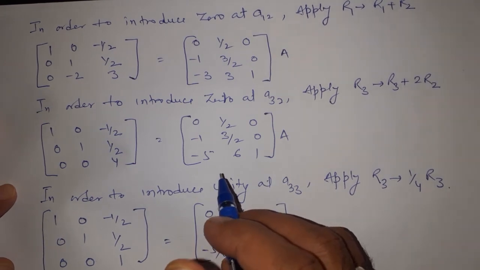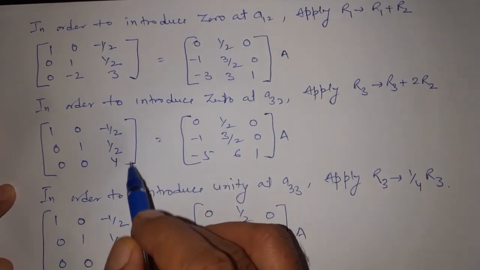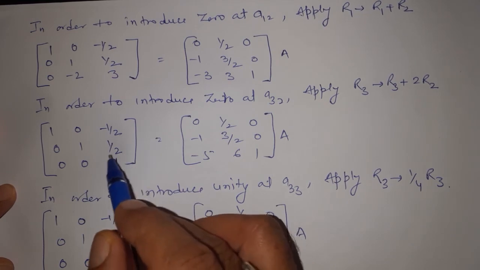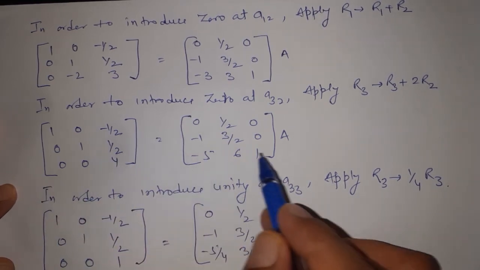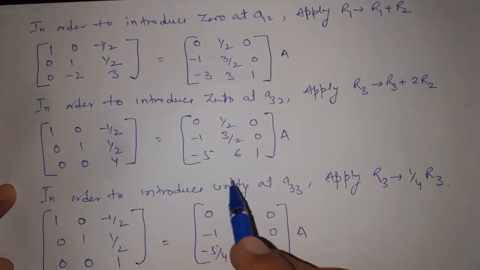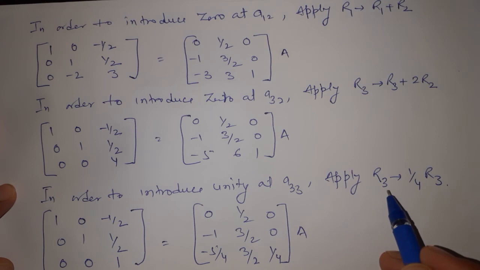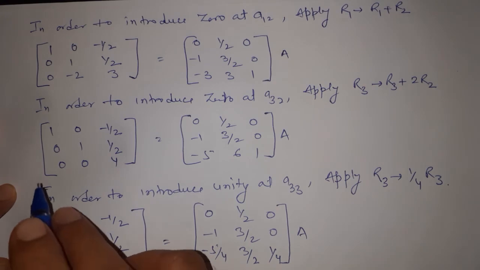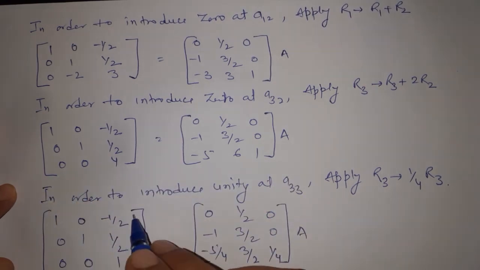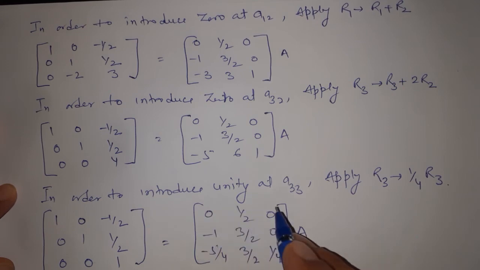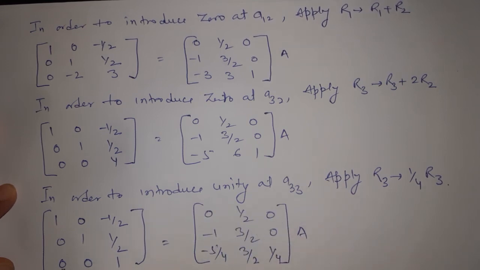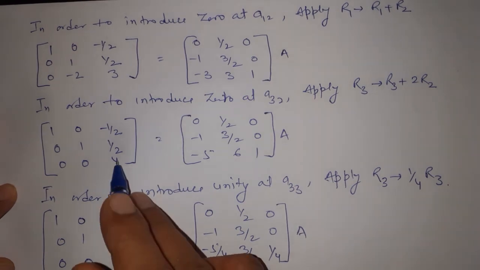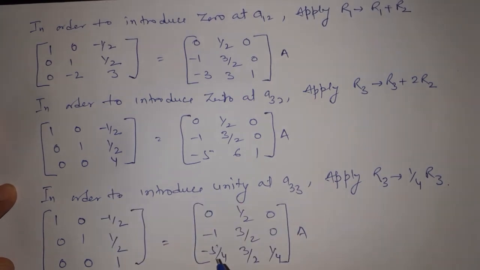Now my objective is to introduce unity at the A33 position here. To introduce the unity over here, I have to divide R3 by 4. So in order to introduce a unity at A33, we have to apply R3 tends to 1 by 4 times of R3. So which row is going to change, guys? R3 is going to change. So R1 and R2 will remain the same, and R3 will change to 0, 0, 4 divided by 4 is equal to 1. Minus 5 divided by 4 is minus 5 by 4. 6 divided by 4 is 3 by 2. 1 divided by 4 is 1 by 4.